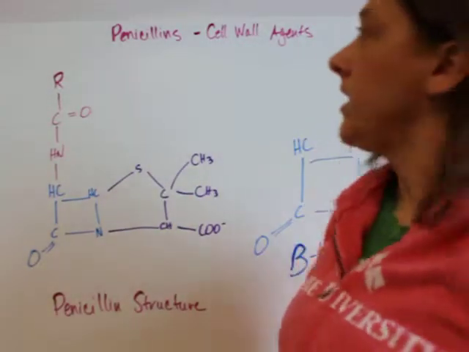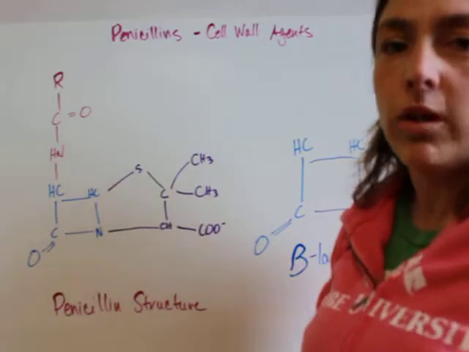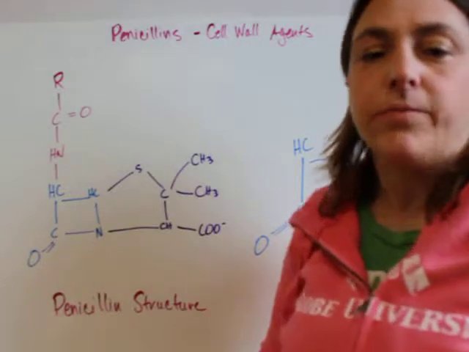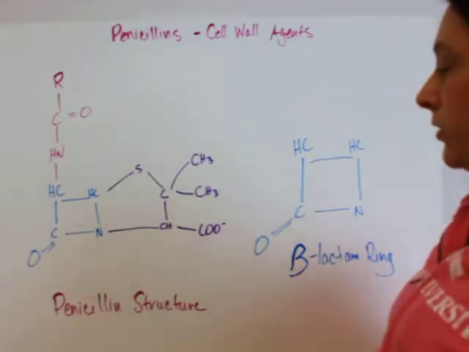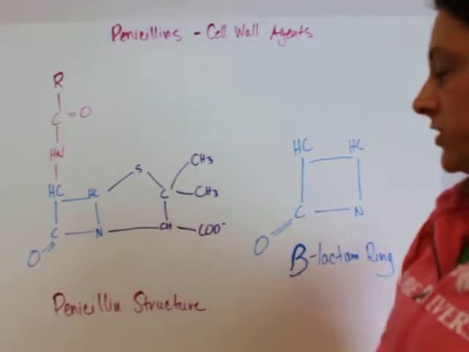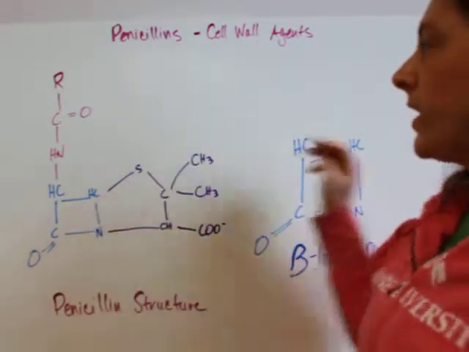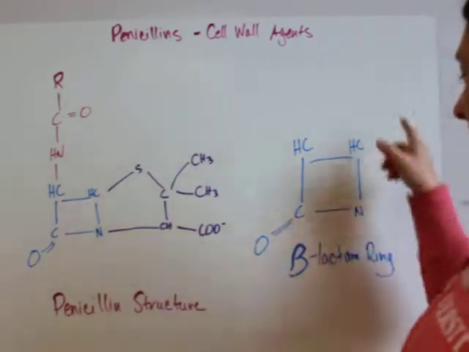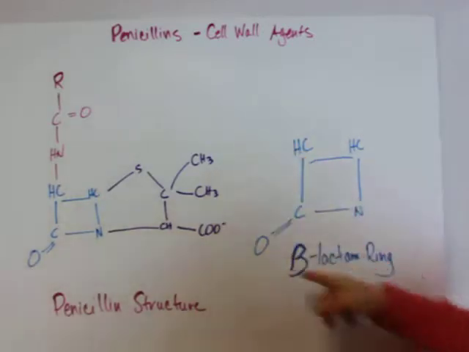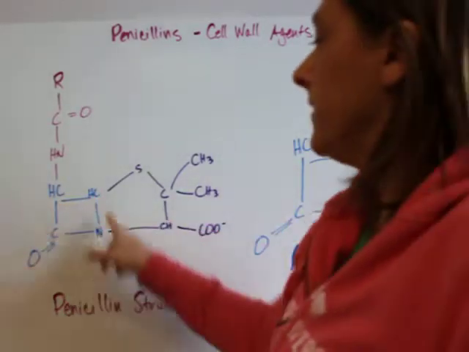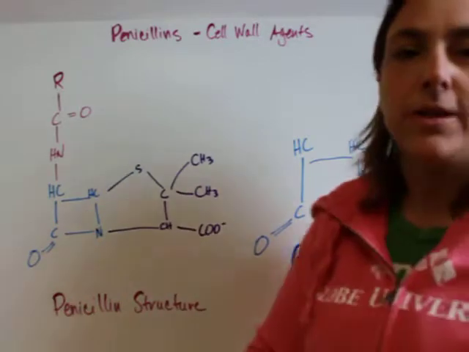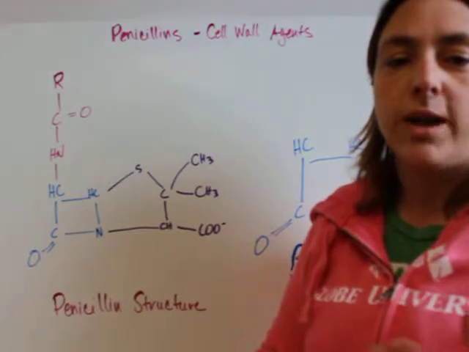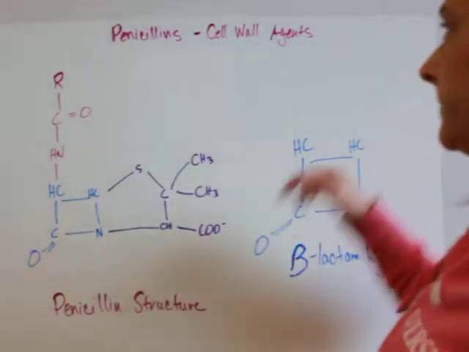Okay, we're going to talk about penicillins, and penicillins are cell wall agents. So basically they inhibit the cell wall formation of bacteria. And this is what the chemical structure of penicillin looks like. The only reason why I put this up here is because penicillin does have a beta-lactam ring, okay? And this is what the beta-lactam ring looks like. It's here. Okay, and it's important that we know about the beta-lactam ring because this helps to deal with resistance as well as what type of antibiotic that we choose, what type of penicillin.